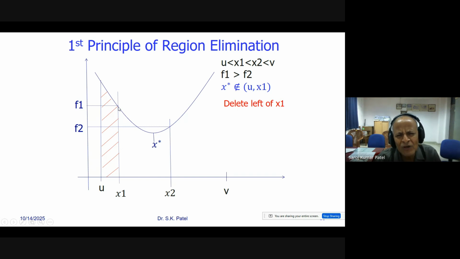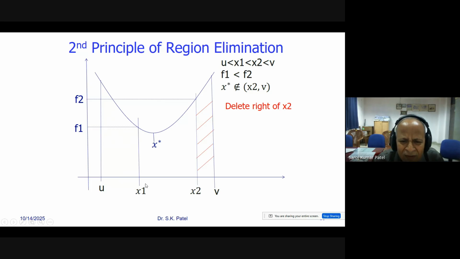And further, if you want to go in the same direction, we are moving from right to left. So from here, we have started coming here. And further, if you move, the f value started increasing. That means the minimum point will never lie beyond this point. So eliminate this region. So eliminate left of x1.